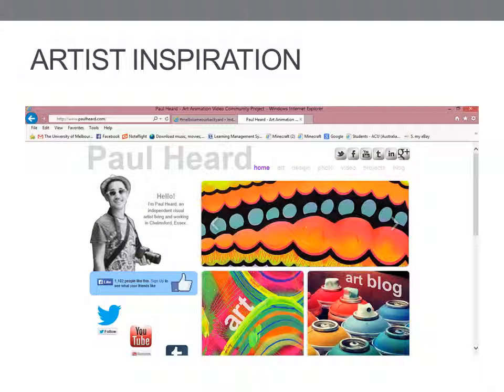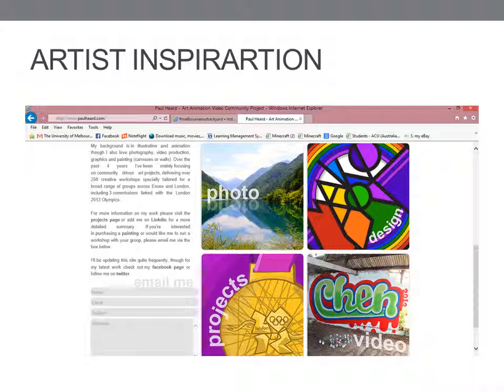Our artist inspiration for the hashtag Melbourne Our Backyard project comes from Paul Hurd, an England-based artist. One of the reasons we chose Paul Hurd as our artist inspiration was his experience with collaborative and community art projects, which was one of our major focuses. On his website, he says that over the past 4 years, he's been mainly focusing on community-driven art projects, delivering over 250 creative workshops, specially tailored for a broad range of groups across Essex and London. It was his experience with collaborative art projects that grabbed our attention, and from there, we added a digital element.